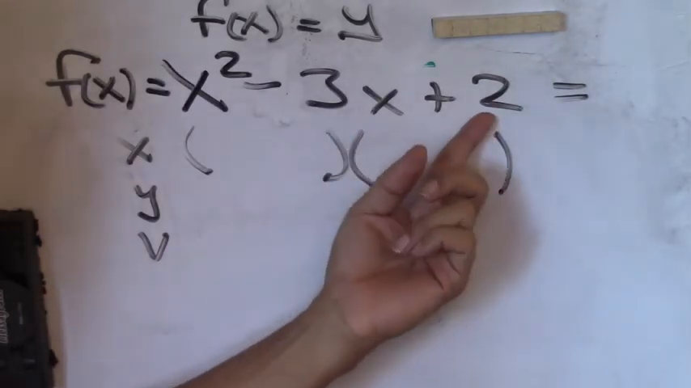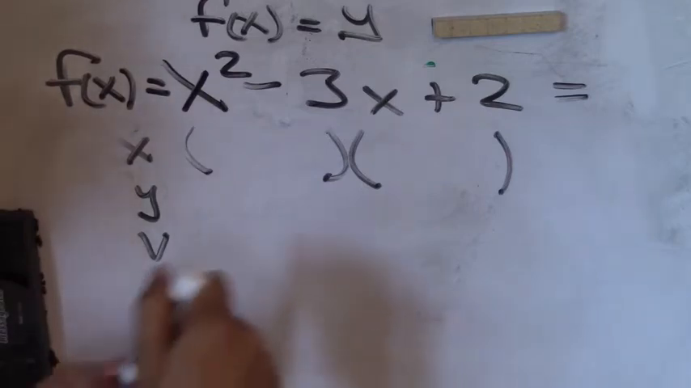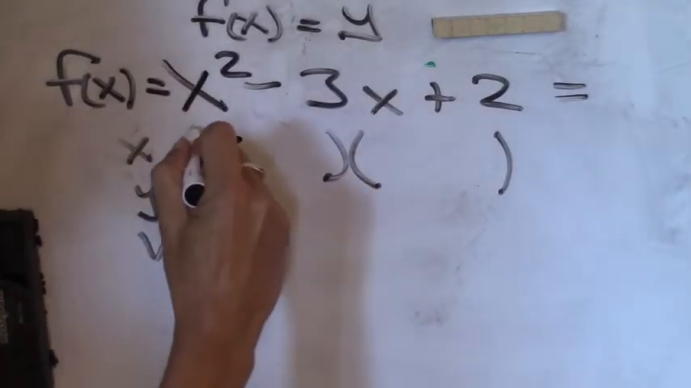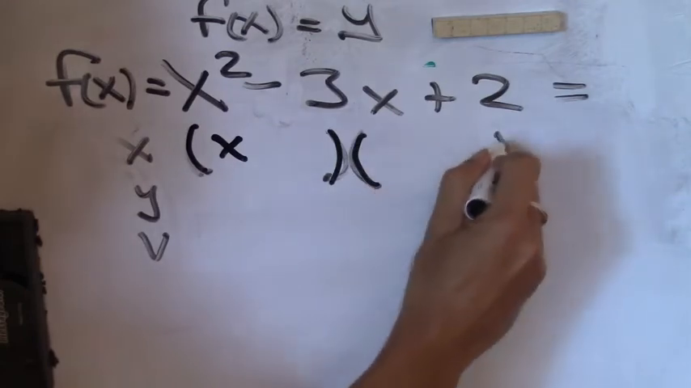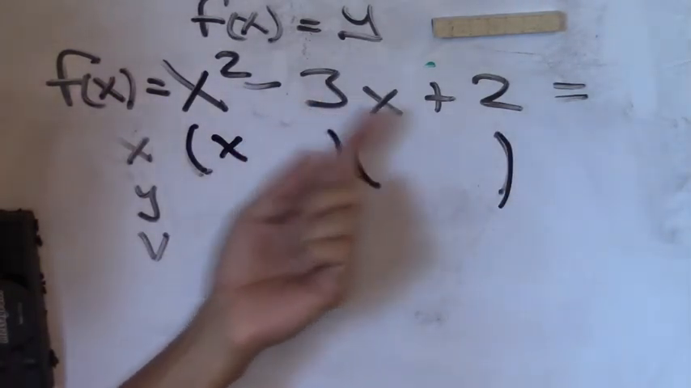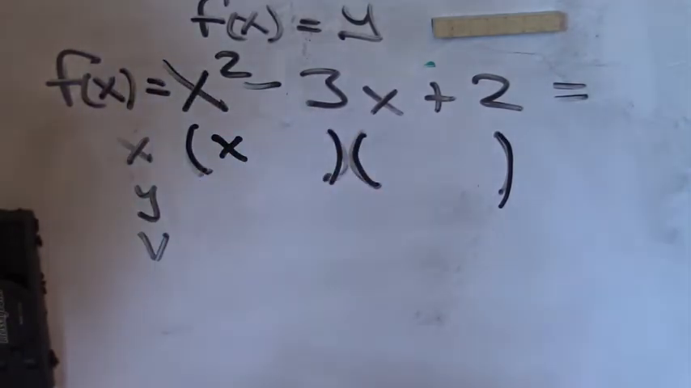What are the two numbers? What times what equals 2? 1 and 2. Yeah, that's exactly it. There are your choices. So it would be x plus 1 and x plus 2. Well, then I would have x squared plus 3x plus 2, but I don't have that. I have x squared minus 3x plus 2.